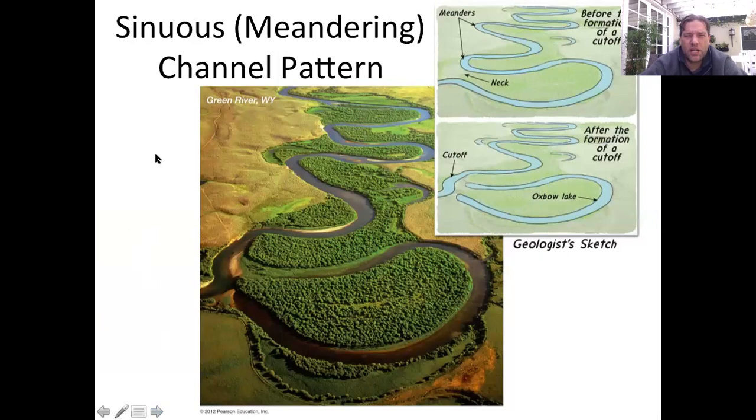Another type of channel pattern is called a sinuous or meandering channel pattern. So this is the channel pattern that you're going to see as you're transitioning from the mountainous area where the sediments are being transported and ultimately on the way to being deposited either in a lake or the ocean. Now, meander means to go back and forth. So you can see here the river is moving back and forth. And at some points, it's going to cut itself off. And what's going to be left is this feature called an oxbow lake.